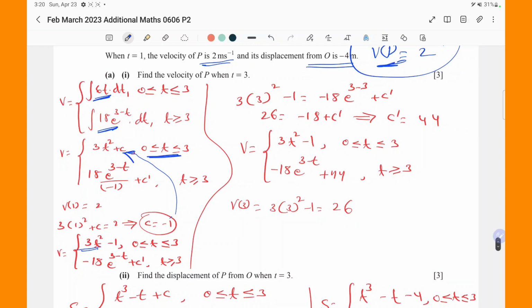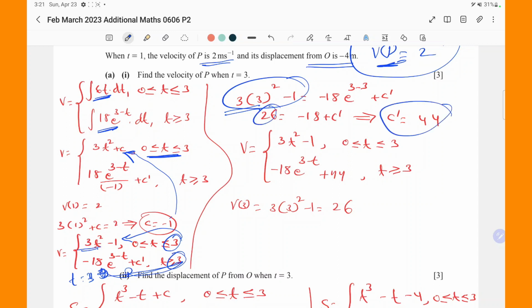Now when you put t equals 3 in this, and when you put t equals 3 in this, then this will be 3 times 3 square minus 1. And when you put 3 over here, then minus 18 e to the power 3 minus 3 plus c dash. Why? Because velocity should be the same at this 3. That's why. So this is 26 and this is minus 18. So c dash is 44. Just put c dash over here to get velocity.